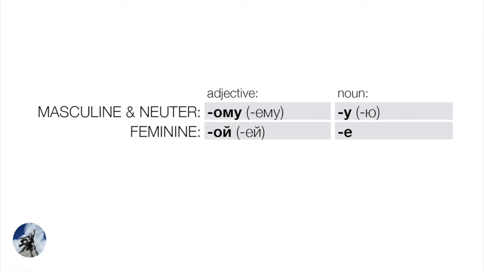What about feminine? Feminine adjectives are going to take oi, and feminine nouns are going to take e. Okay, what about the soft versions? Well, for the adjective, that would be yei. And for nouns, there is no special soft version because e is already soft, right? So how could we have a soft version of what already is a soft vowel?